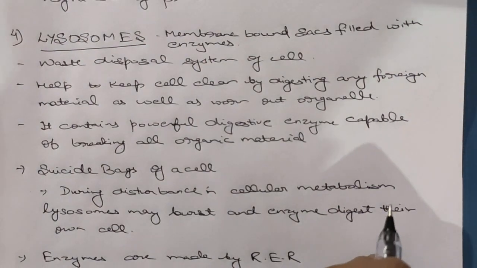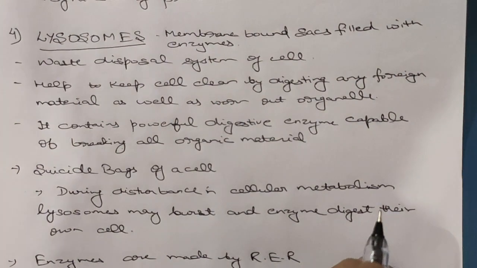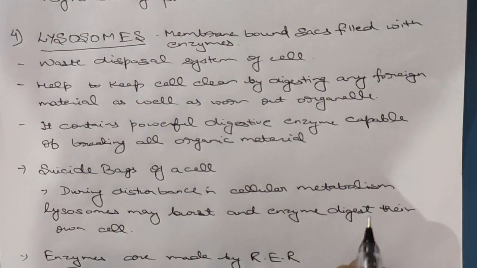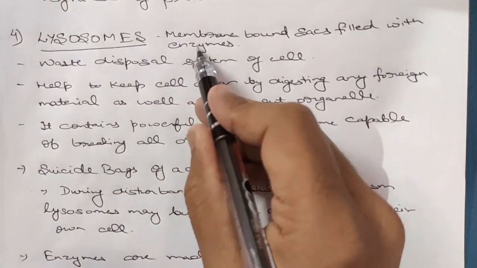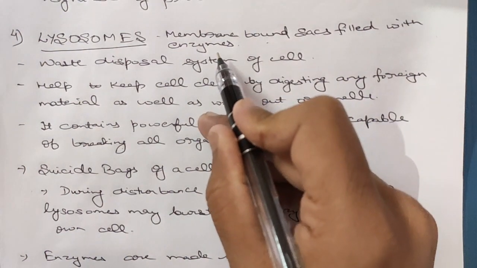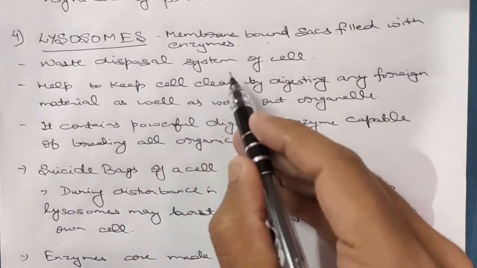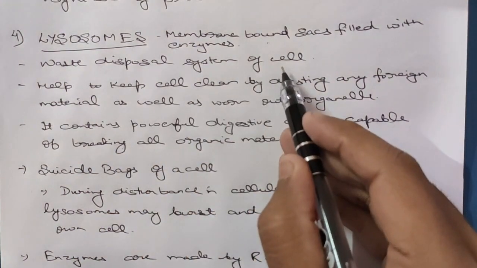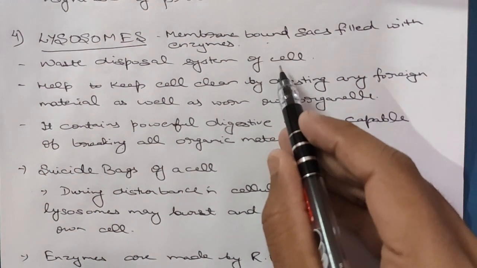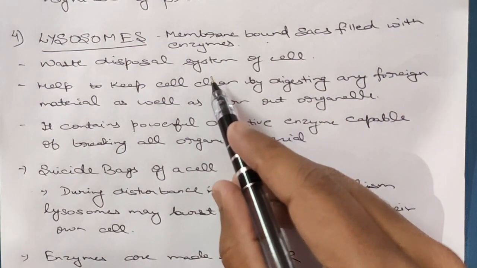So now let's talk about the next cell organelle, that is lysosomes. Lysosomes are membrane bound sacs filled with enzymes. They are the waste disposal system of cells, which means whatever the waste material in the cell is, it is digested by them. So they help in the waste disposal of the cell.